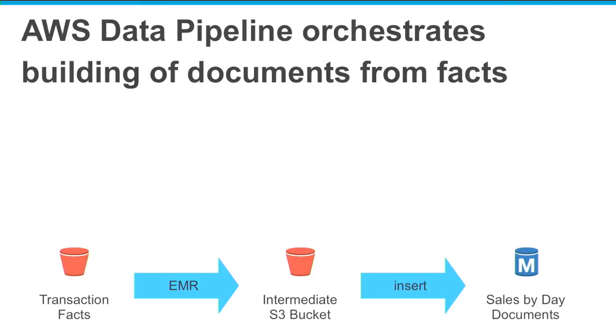You can see we start on the left-hand side with facts, like these credit card transactions. We run a MapReduce job to create an intermediate and group, basically by day, your sales by day report. And then we have another step where we insert that into a database so it can be quickly indexed and queried. Now it takes instances to move this data around and process it.